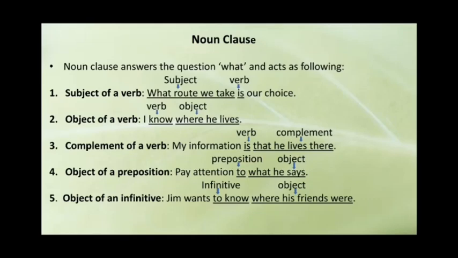Fifth one, object of an infinitive. You all know what an infinitive is. We have learnt it. It is to plus the verb. Let's see this sentence: Jim wants to know where his friends were. So children, in this sentence, we have to know as the infinitive, and where his friends were is the object of the sentence. That is why this infinitive is directly connecting to the object. That means Jim wants, what he wants, to know where his friends were.